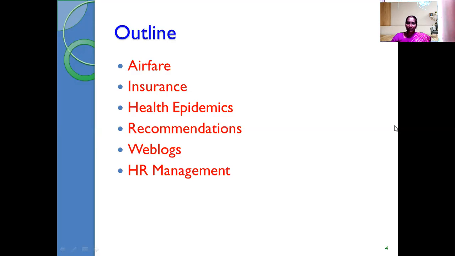Healthcare epidemics gives us an overall scenario of managing healthcare using big data technology. And again, insurance deals with traffic analysis, risk analysis and customer management. So we will be discussing all these use cases in continuation of the session.